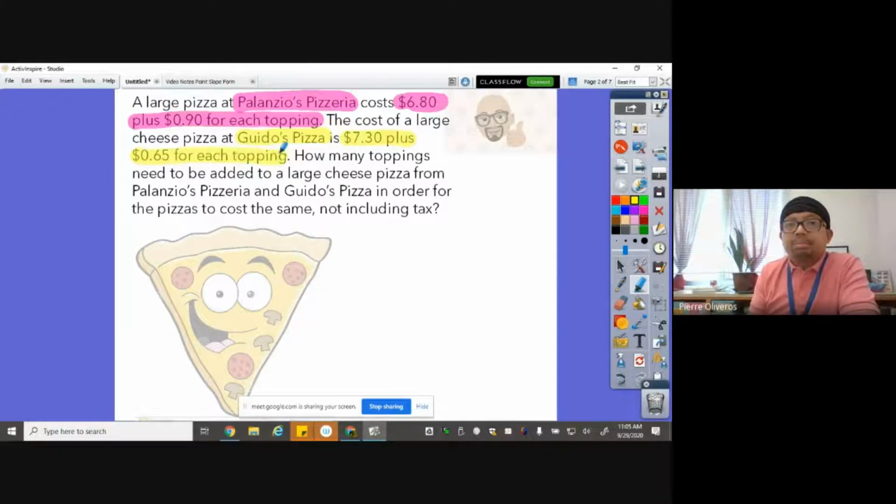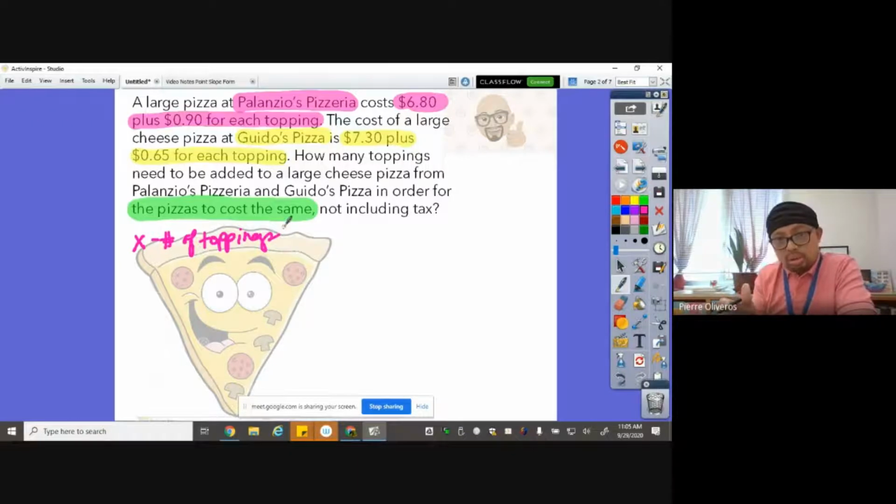for each topping. How many toppings need to be added to a large cheese pizza from Palanzio's and Guido's in order for the pizza to cost the same? That's the key. They have to be equal. So let's set X to be the number of toppings, because the number of toppings is the independent variable and the one that depends on that will be the cost. So Y is not the number, but the total cost of pizza.